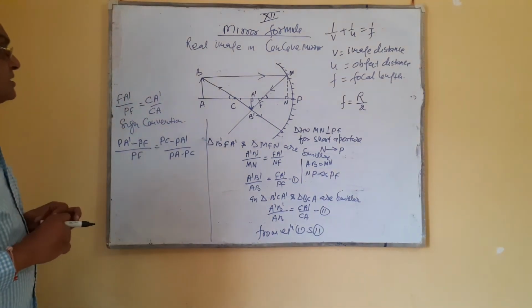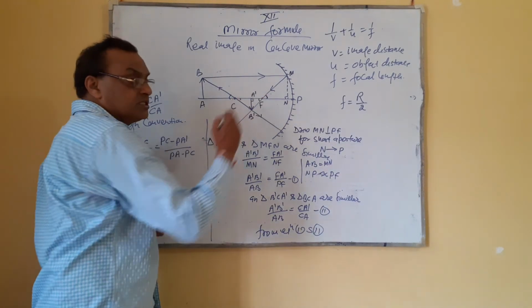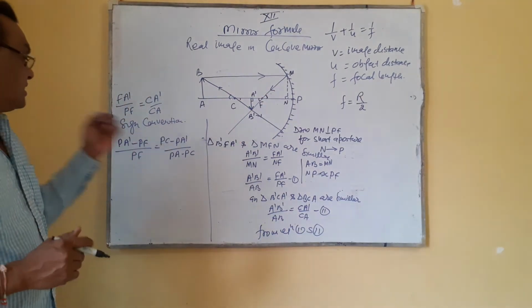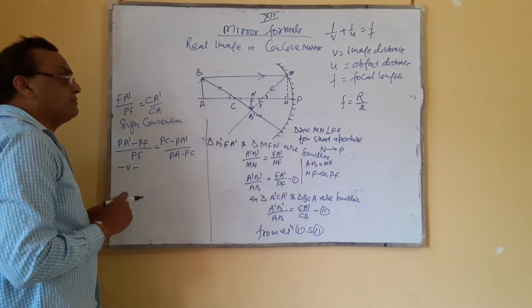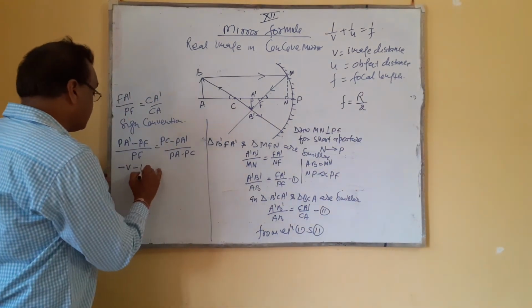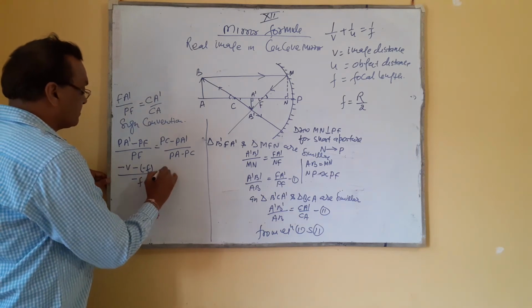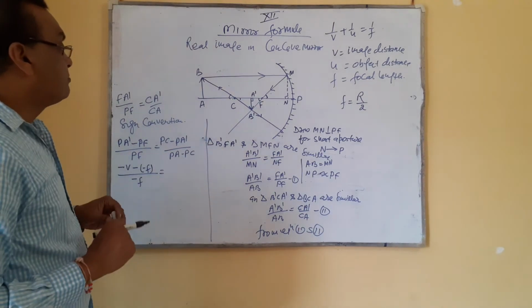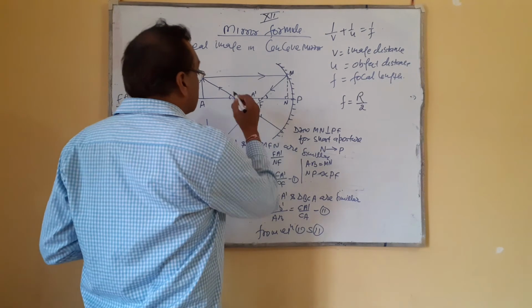So PA' minus PF. Now PA' is the image distance, which is on the left side, so minus v will be there. PF is also left, that is the focal length, so that will also be minus f. PF is minus f, and PC is the radius of curvature.